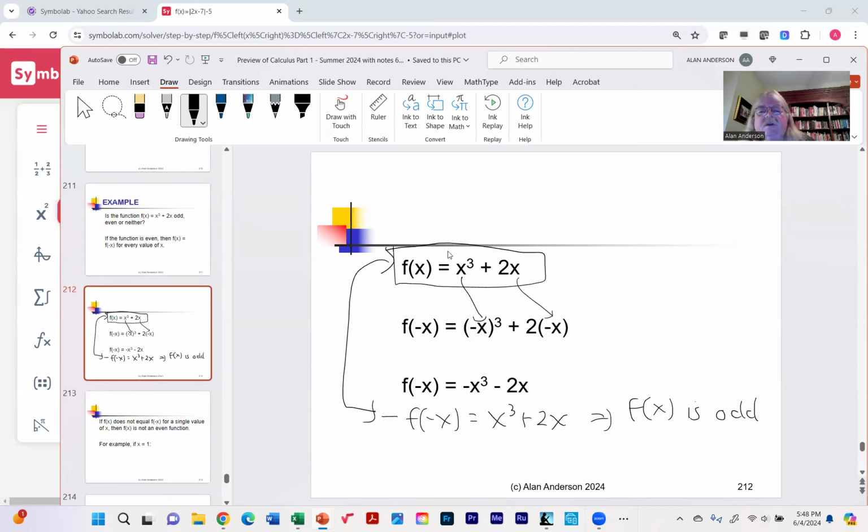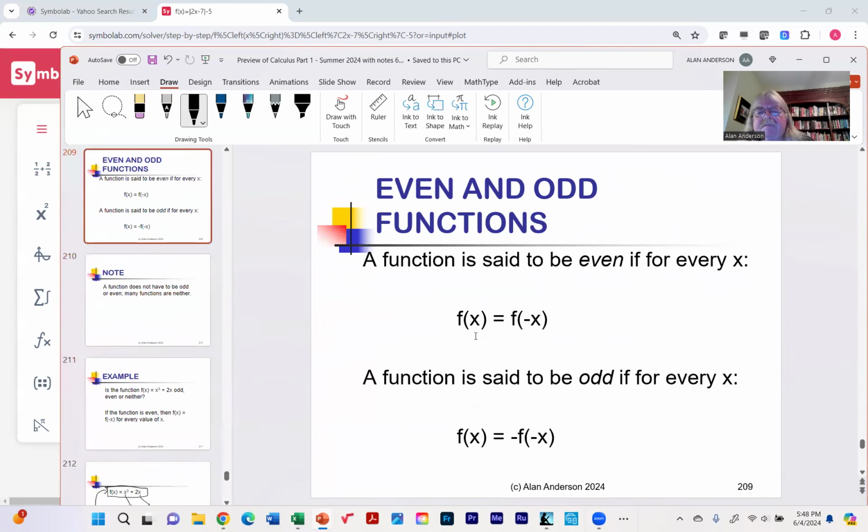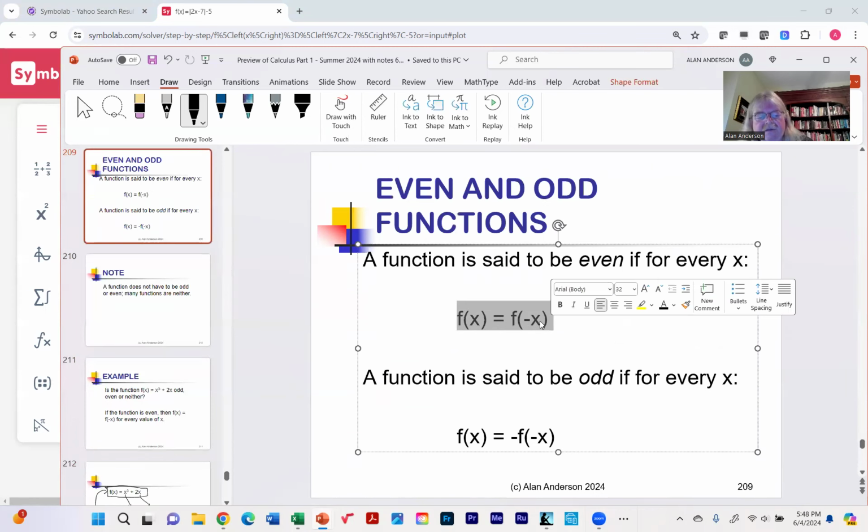All right, so again, let me just quickly remind you of the definitions. This is even.